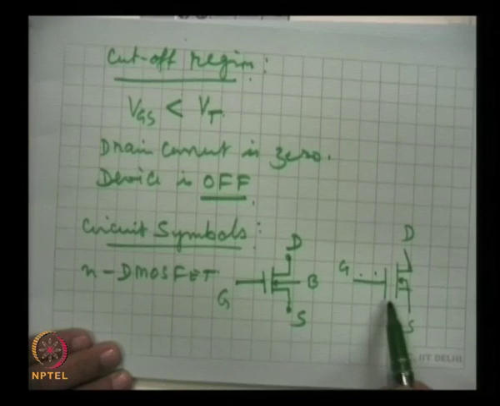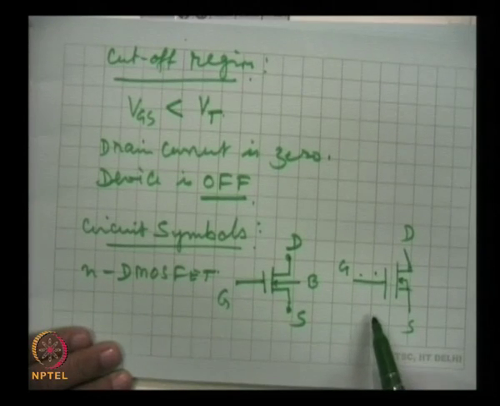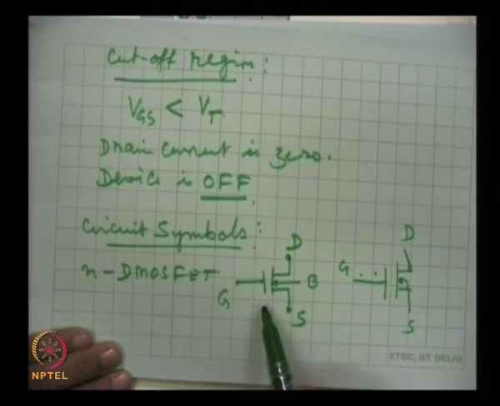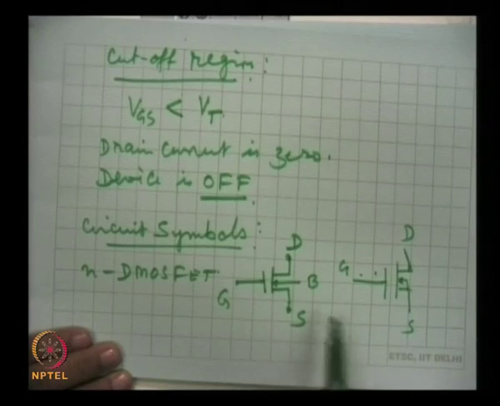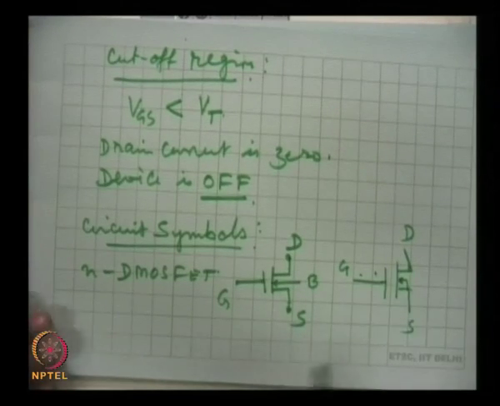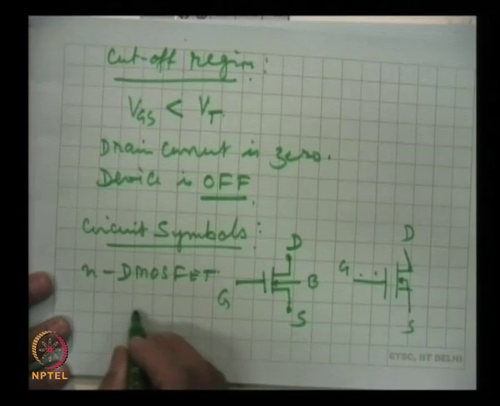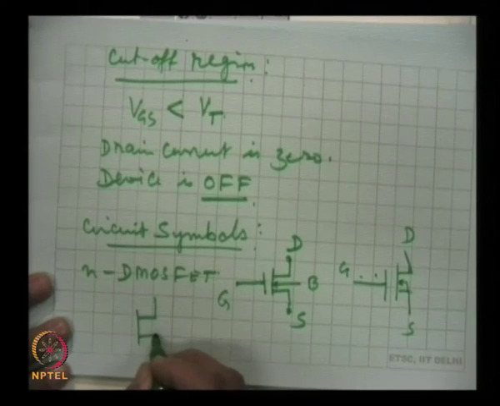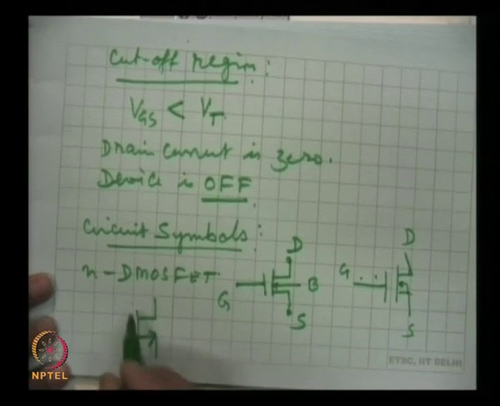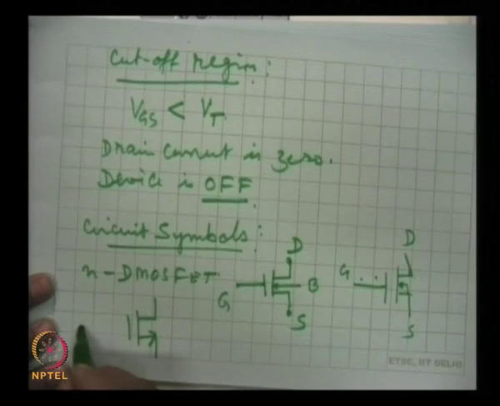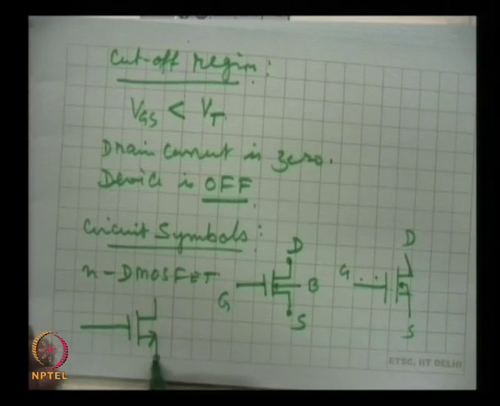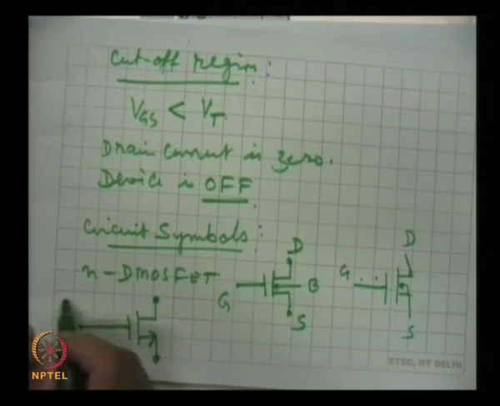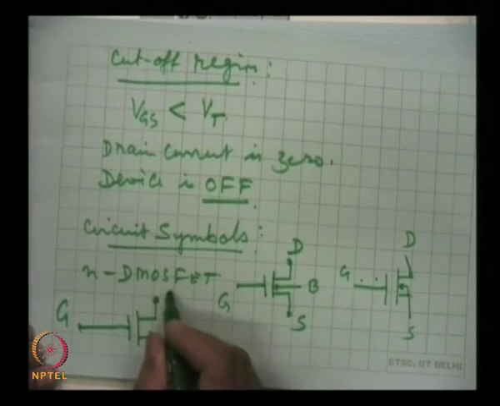Now, with the junction field effect transistor, note this gap. This gap does not exist in the symbol of junction field effect transistor. This gap is the presence of the insulating layer, SiO2 layer, that is depicted like this, and this symbol is further simplified. So, very frequently we will find this, this is the symbol most widely used. This is gate, source, drain.